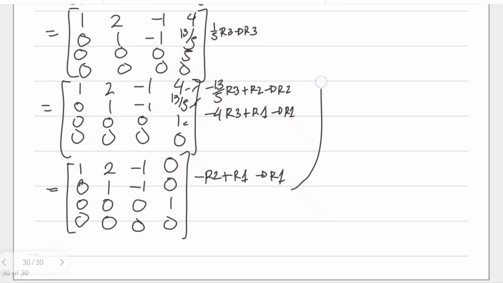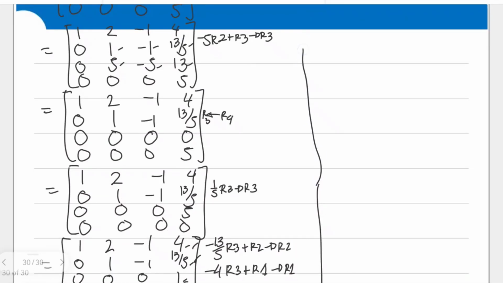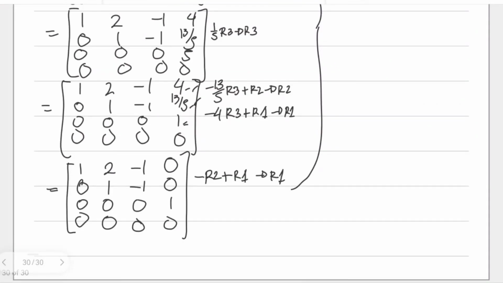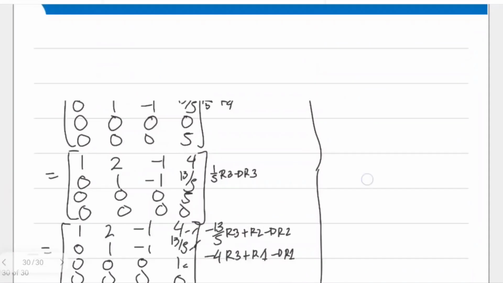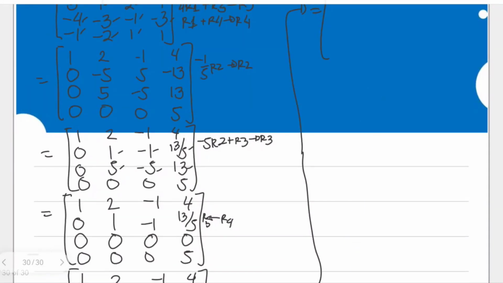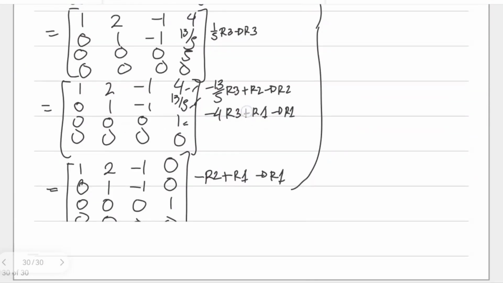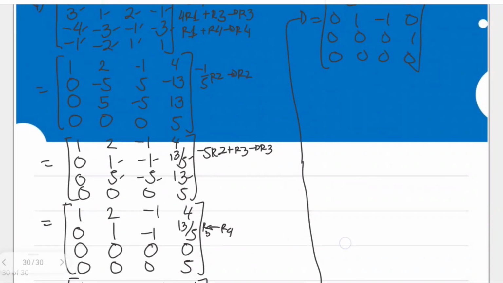Okay. Again, this is what I meant. I'm going to place here, but let me rewrite it again. You have 1, 2, negative 1, 0. 0, 1, negative 1, 0. 0, 0, 0, 1. 0, 0, 0, 0. Let me check. 1, 2, negative 1, 0. 0, 1, negative 1, 0. And then 0, 0. That's correct.